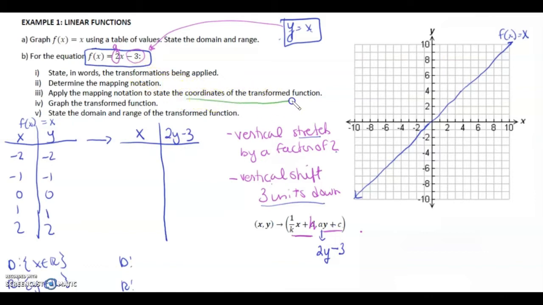Now the coordinates of the transformed function. What we're going to do is take all of these x values and just duplicate them because it doesn't change. So -2, -1, 0, 1, 2.